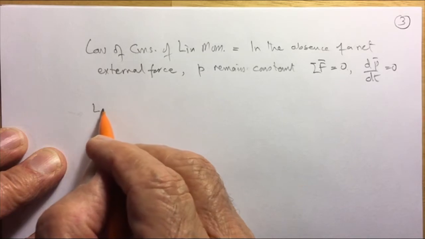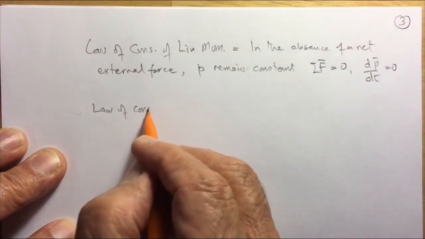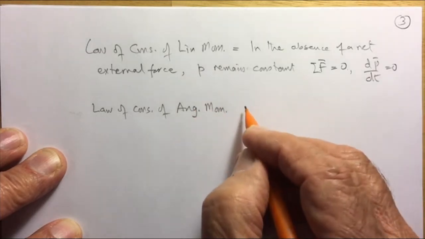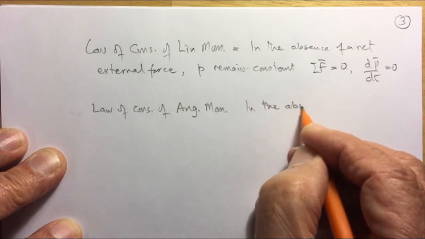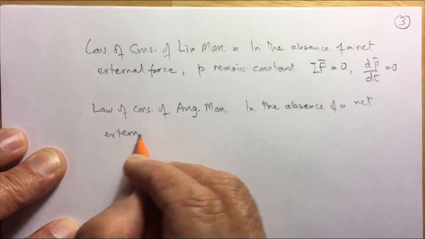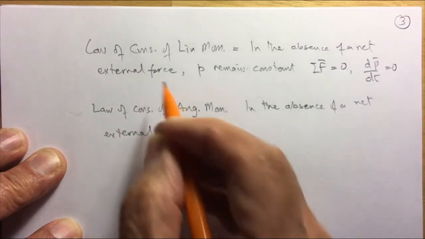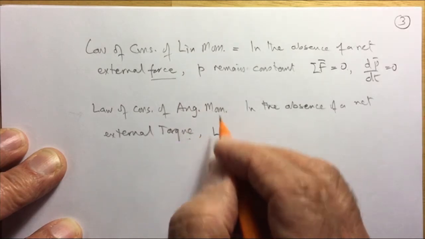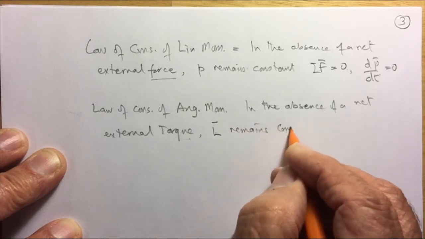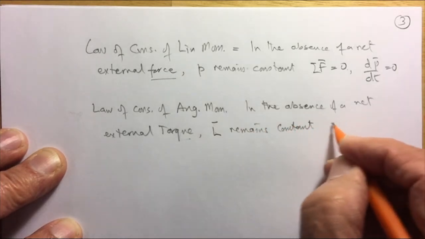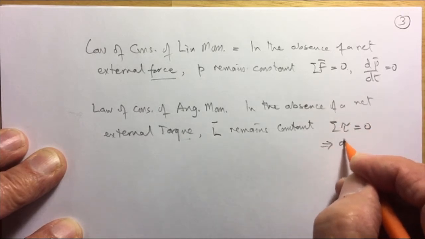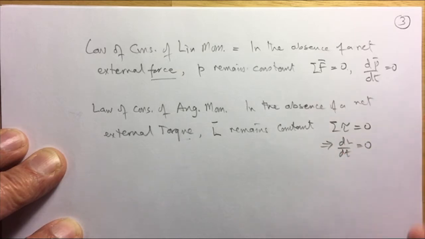Similarly, the law of conservation of angular momentum is that in the absence of a net external torque, the force is replaced with the torque, the angular momentum, the p is replaced with the angular momentum, remains constant. Or the sum of torques is 0, which implies dL over dt is 0, or L is constant.